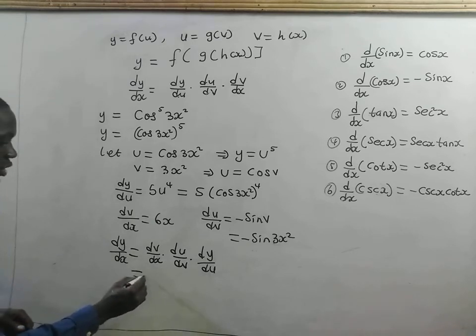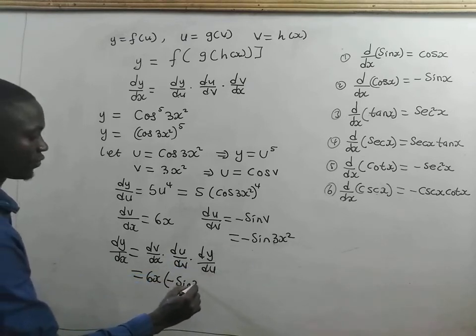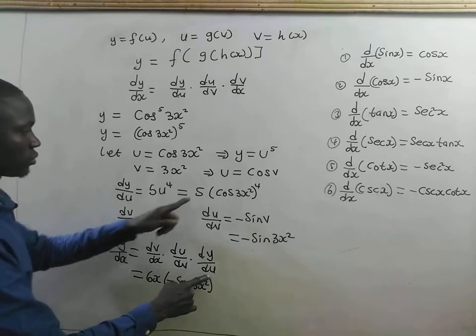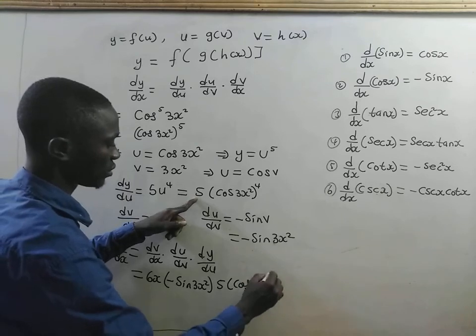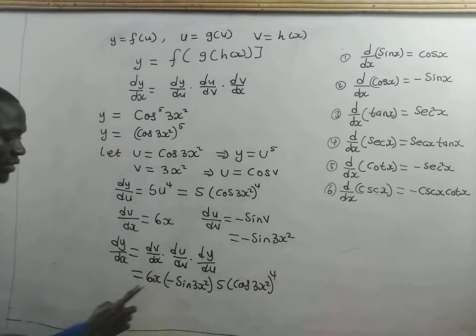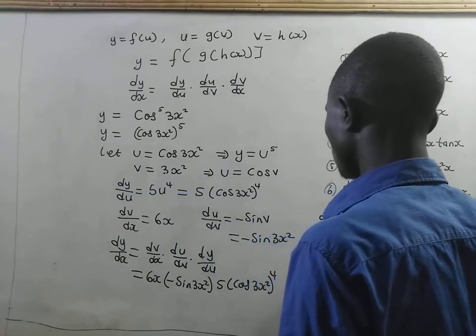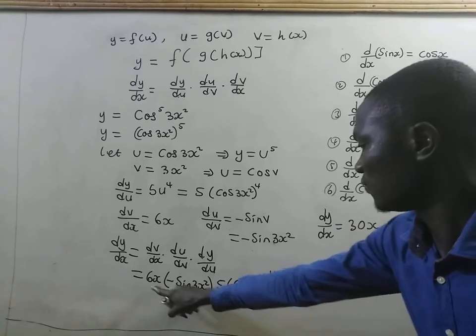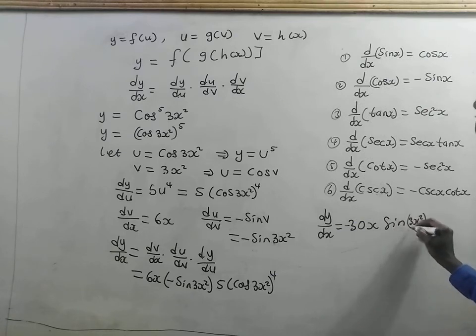Right? So here, we are going to have 6x times du dv, minus sine of 3x squared, times dy du, 5 times cosine of 3x squared all to the power 4. So this 5 will multiply the 6x to give us 30x. So we have our dy on dx is equal to 30x, and it's negative here. So you have minus 30x times sine of 3x squared, you can put it in a bracket, the angle, or you can leave it, times cosine of 3x squared. But here we have to the power 4.